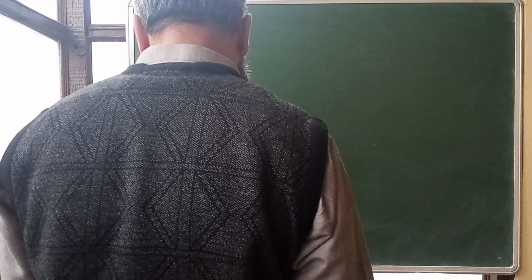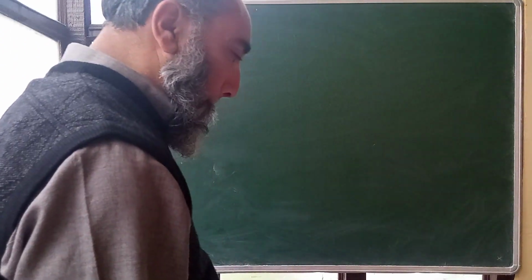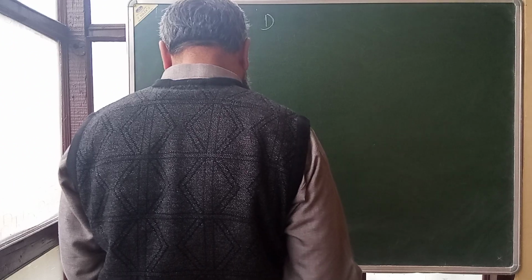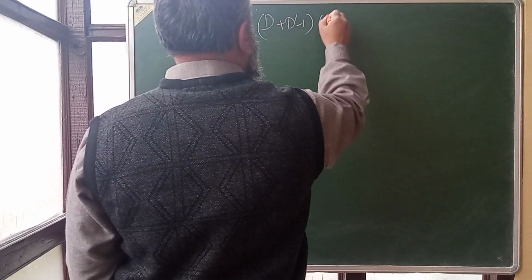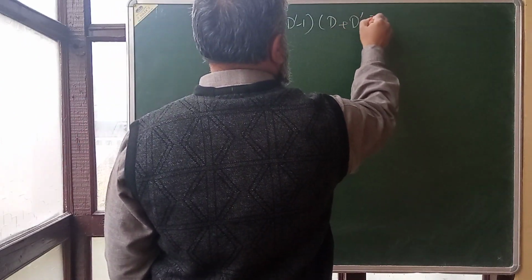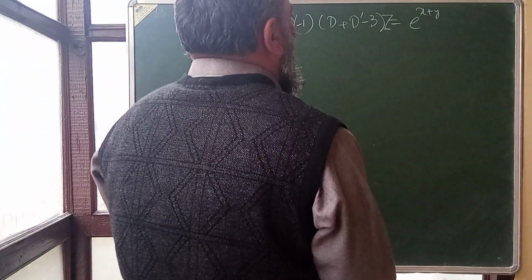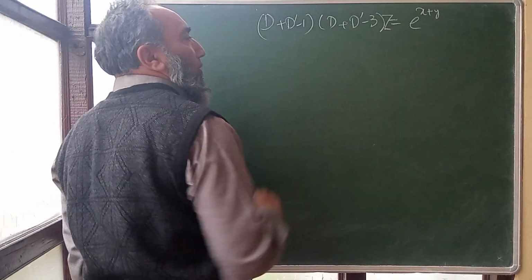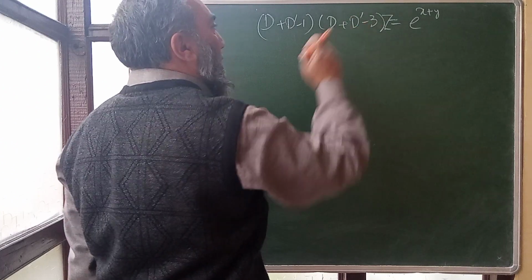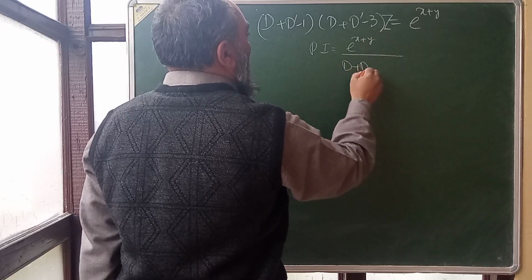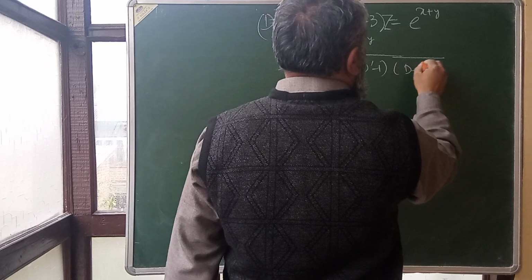See, I have D plus D' minus 1, D plus D' minus 3, operating on z equals e to the power x plus y. Complementary function, you know, it is e to the power x, function of y minus x, and e to the power this. Particular integral is e to the power x plus y over D plus D' minus 1, D plus D' minus 3.